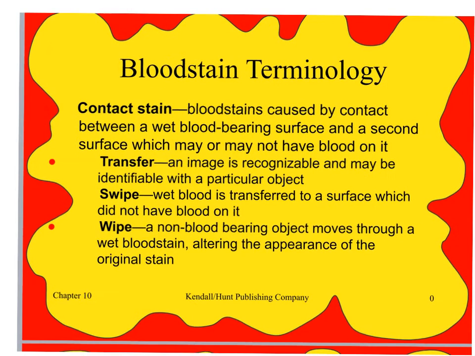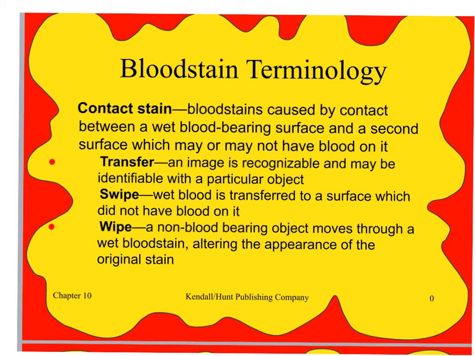All right, some of the other different terms that you guys need to know is contact stains. Anytime that you are bloodied and you touch something else, it's going to cause a transferring, okay? So a transfer is when we see a recognizable image. So maybe that is your hand, or maybe it is a foot, whatever it may possibly be. So a swipe is when we have wet blood getting transferred to a surface that did not originally have it. So say I'm walking out of the room and I have blood on my hand and I touch the wall to steady myself, I can transfer blood that way. Okay. A wipe is when I actually see objects move through blood stains.